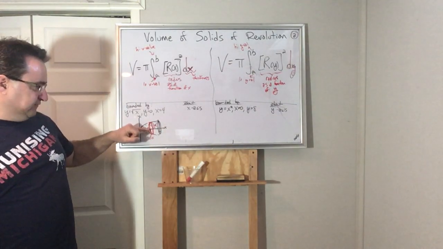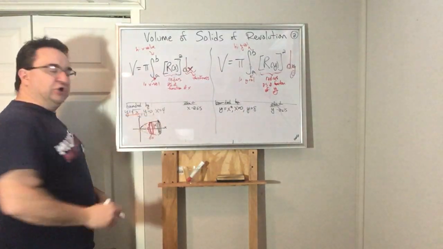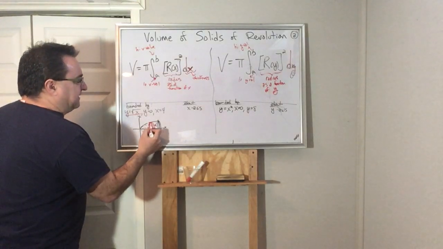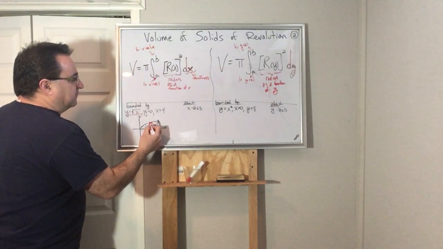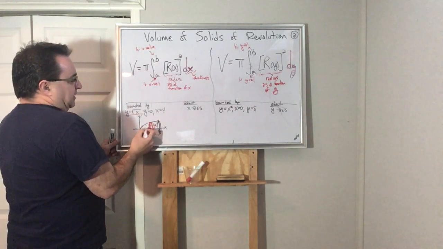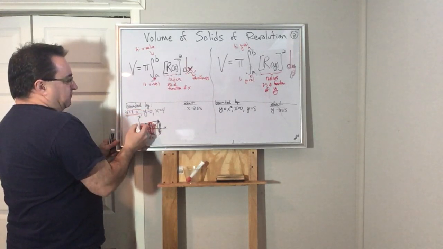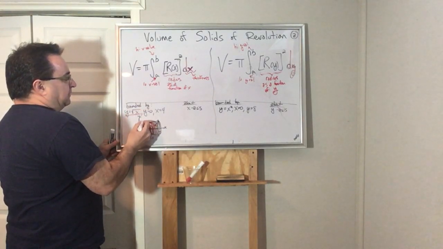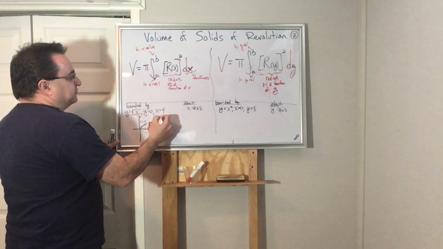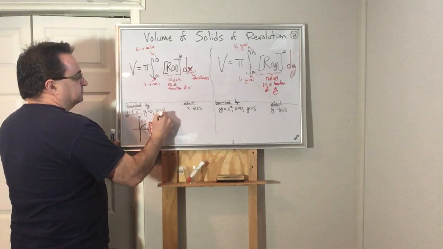Notice how the radius goes from the axis up to the curve. The curve defines the radius. The radius begins at 0 and goes up to the square root of x. Why? Look, if it's at 1, it would go up to 1, because at 1, that would be the point (1, 1). At 4, it goes up to the 2. That would be (4, 2).